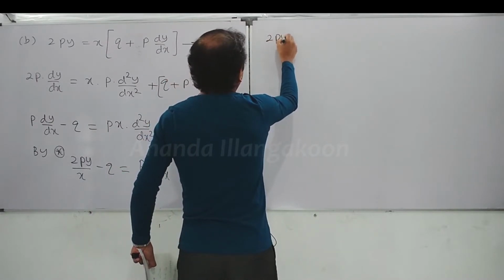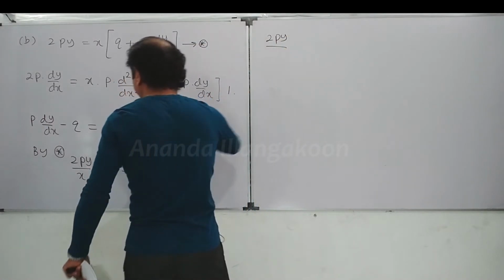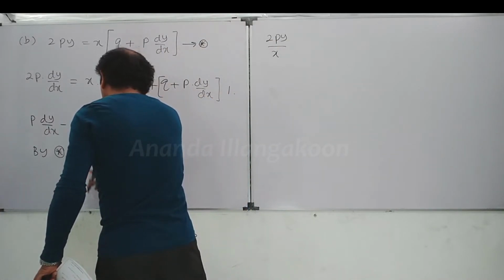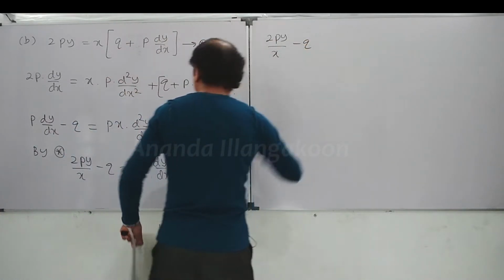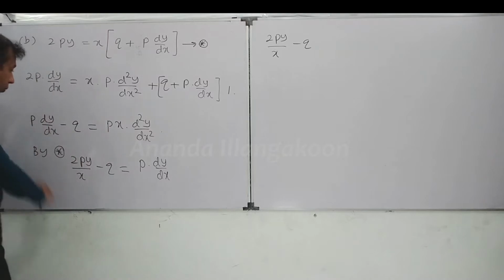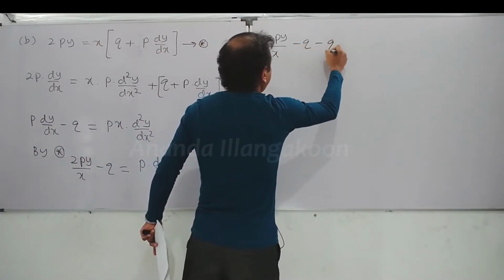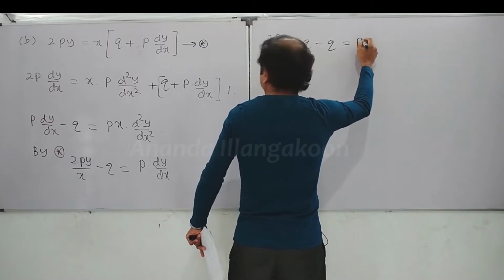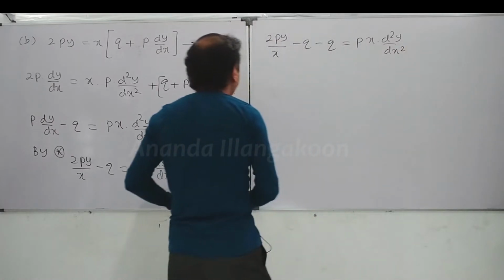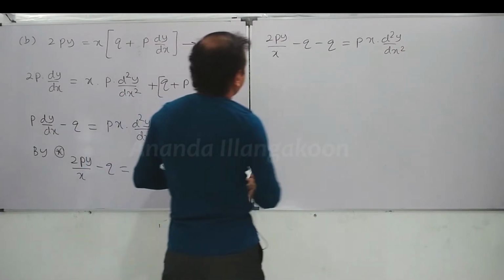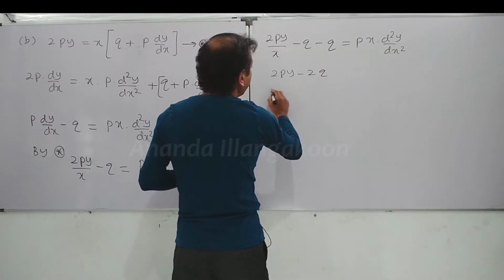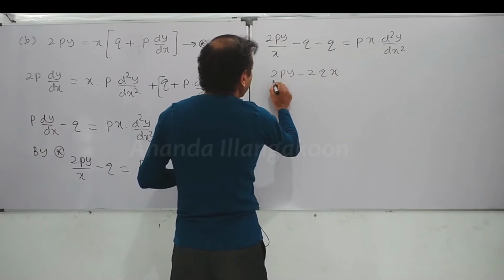Therefore we get something like this, 2py divided by x, 2py divided by x minus q, right? Let's substitute for this one now. This thing I substitute here, minus q equals px times d2y upon dx2, right? Now I can simplify here, 2py minus 2q, and x also comes in when you take the common denominator here.